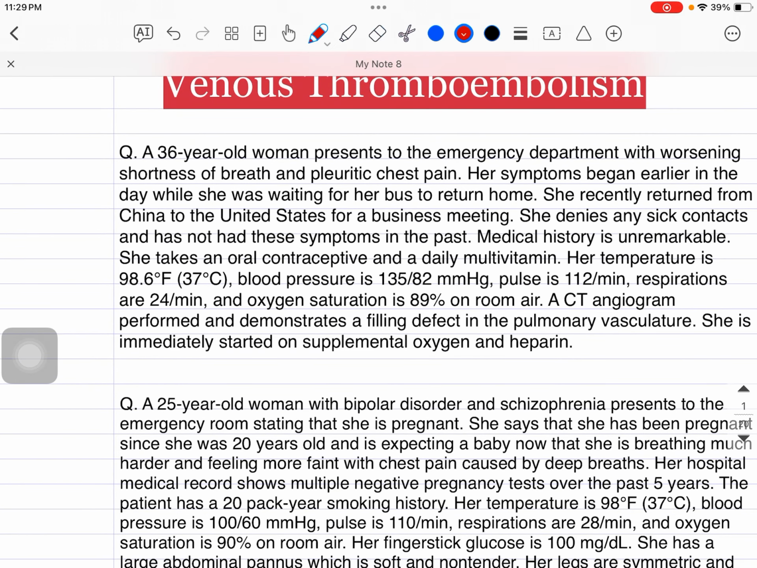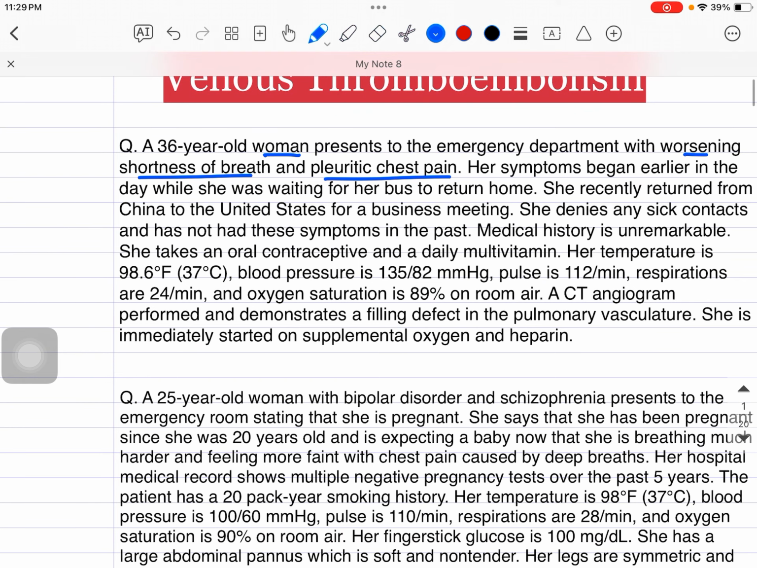So first question over here: a 36-year-old woman presents to the emergency department with worsening shortness of breath and pleuritic chest pain. So we know that these are symptoms. Her symptoms began earlier in the day while she was waiting for her bus to return home. She recently returned from China to the US for a business meeting, and she denies any sick contact and has not had these symptoms in the past as well. So history is unremarkable. She is on oral contraceptive, which means that is a hormonal therapy, guys, right? And she is taking a daily multivitamin.